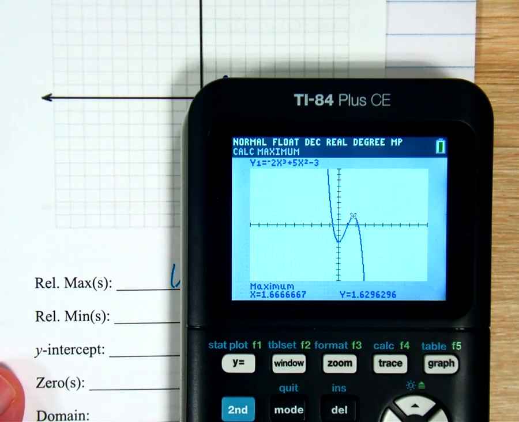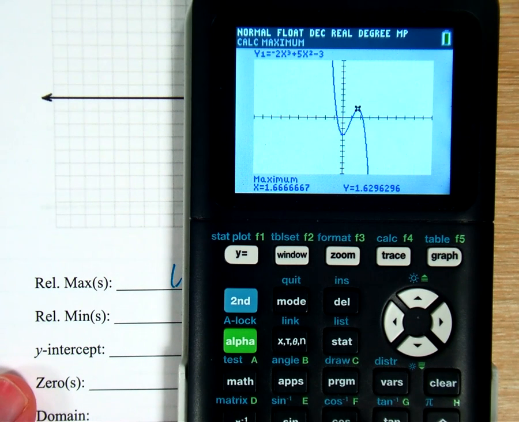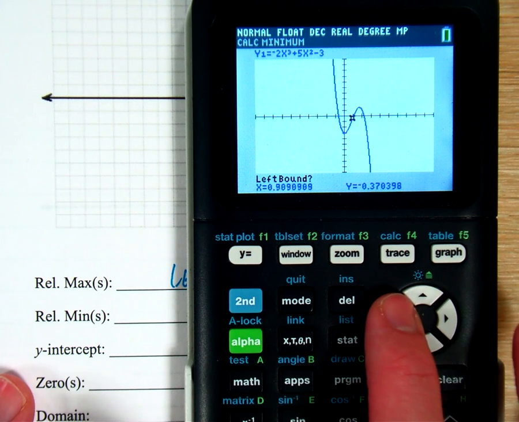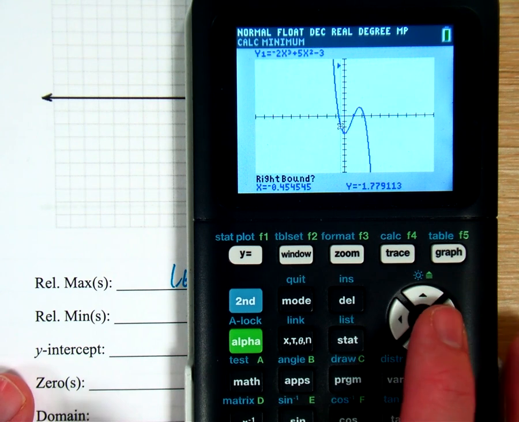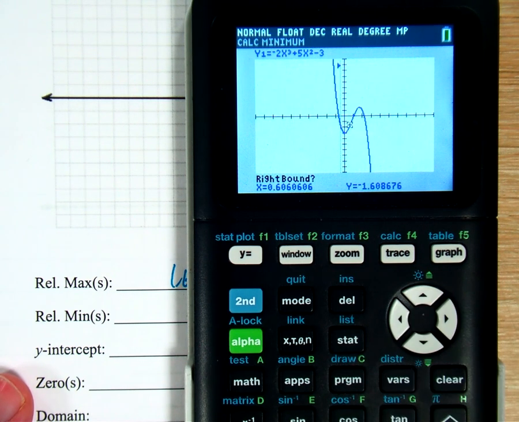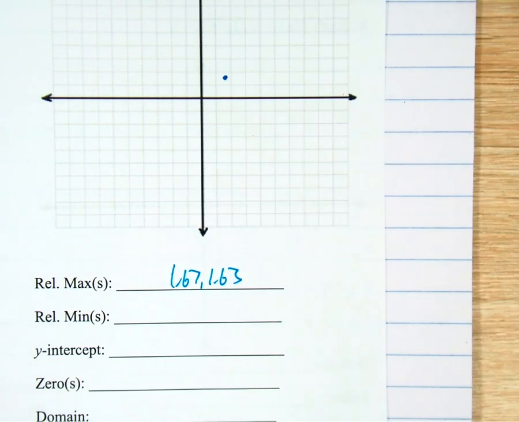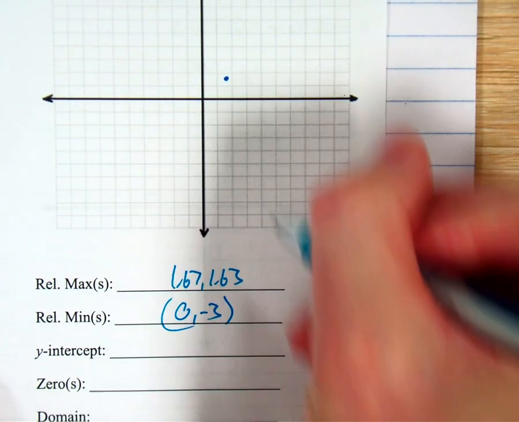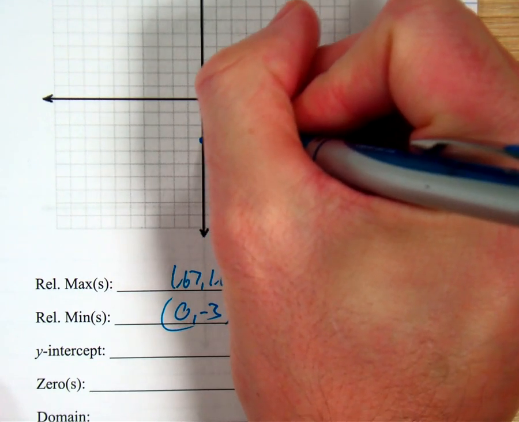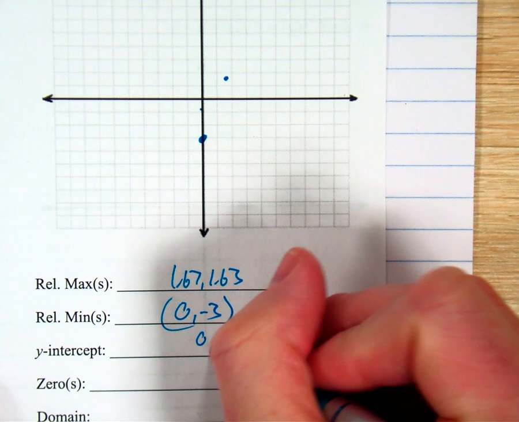Okay. Minimum. Same thing. Second trace, minimum. Now we want the lowest one. So all the way down to the bottom of the hill. Left bound, left, left, left. Enter. Bottom of the hill, right, right, right. Enter. Bottom of the hill again. Enter a third time. And look at that. It's going to be 0, negative 3, which is also the y-intercept.